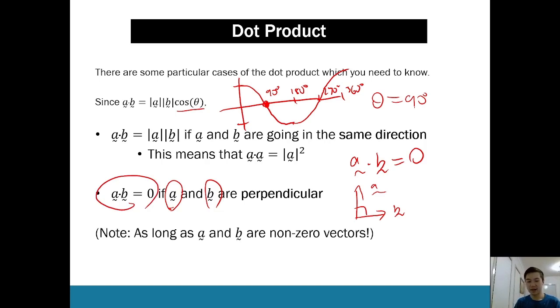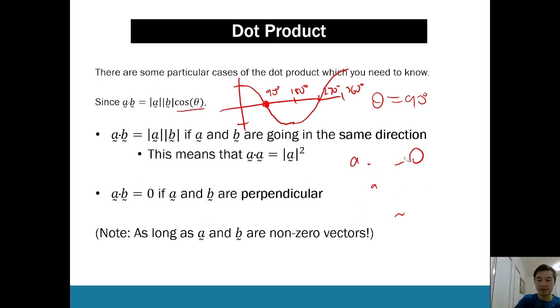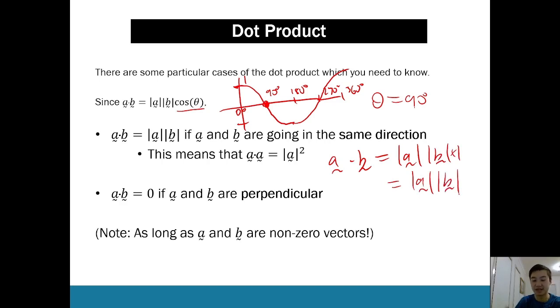And if they are going in the same direction, if theta equals 0, we know cos 0 is 1. So they're going in the same direction, cos 0 becomes 1, so it will simply just be the product of the magnitudes of the vectors.